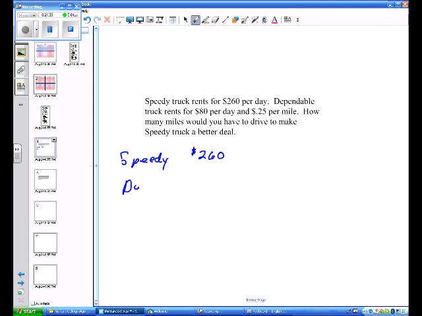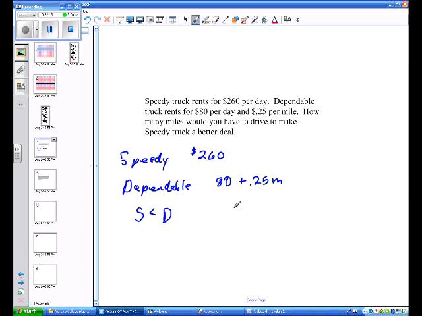Now Dependable, which we're probably going to call D, we're going to pay $80 plus 25 cents per mile. And what we're wanting to know then is, when is Speedy going to be less than Dependable? You can tell right away that if you're only driving a few miles, Dependable is going to be lower and would be your better buy. We want to know, well, when is Speedy going to be less than Dependable?